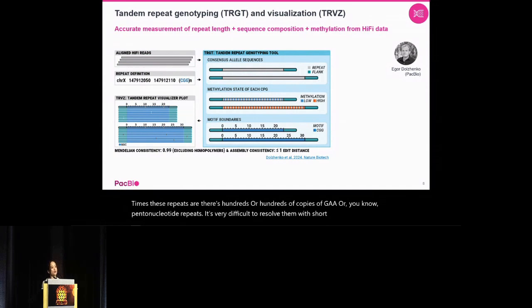Not only do you want to know the accurate repeat length because it is the length that often will infer pathogenicity, but you also want to know about the sequence composition. A lot of times these repeats are not pure, and whether they're pure or not also affects their pathogenicity. So TRGT is developed by Egor at PacBio's CompBio group, and it is used for tandem repeat genotyping and visualization.